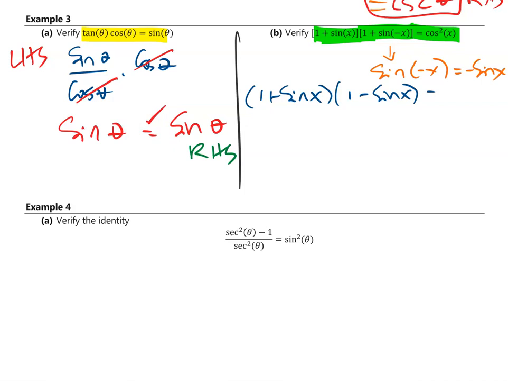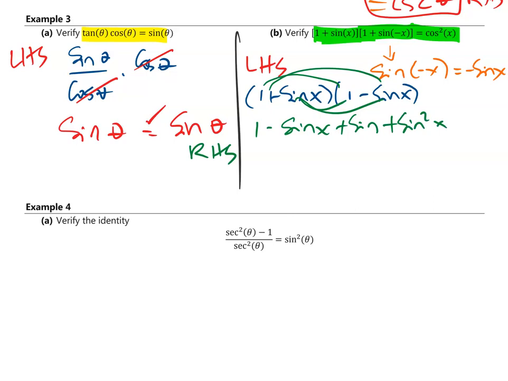So let's work on the left hand side. So that will show that it is equal to cosine squared x. So when we multiply this, 1 times 1 is 1, 1 times negative sine x is negative sine x, times 1 is sine x, times sine x is sine squared x. So negative sine x plus sine x is 0. So this is simply 1 minus sine squared x.